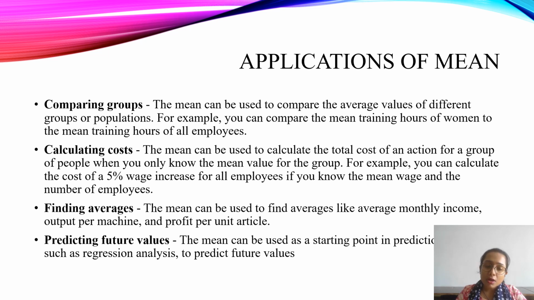Okay. Third one is finding averages. The mean can be used to find averages like average monthly income, output per machine, and profit per unit. Then predicting futures. For predicting future values, the mean can be used as a starting point in prediction models such as regression analysis to predict future values.